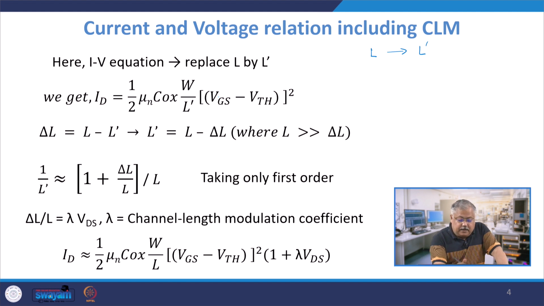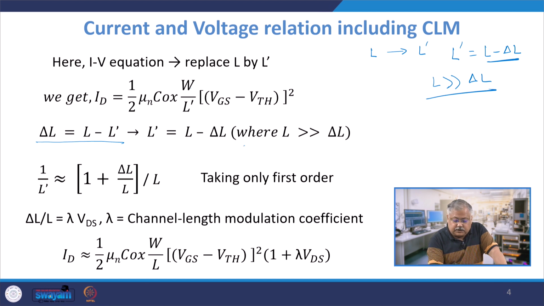So, it is W by L prime into VGS minus VTH, and therefore, my delta L is the original minus the reduced one, which is L minus delta L. I am assuming that my L is very large as compared to delta L. And therefore, if you do a small manipulation, I get 1 by L prime approximately equals 1 plus delta L by L divided by L, taking only the first order expansion here.